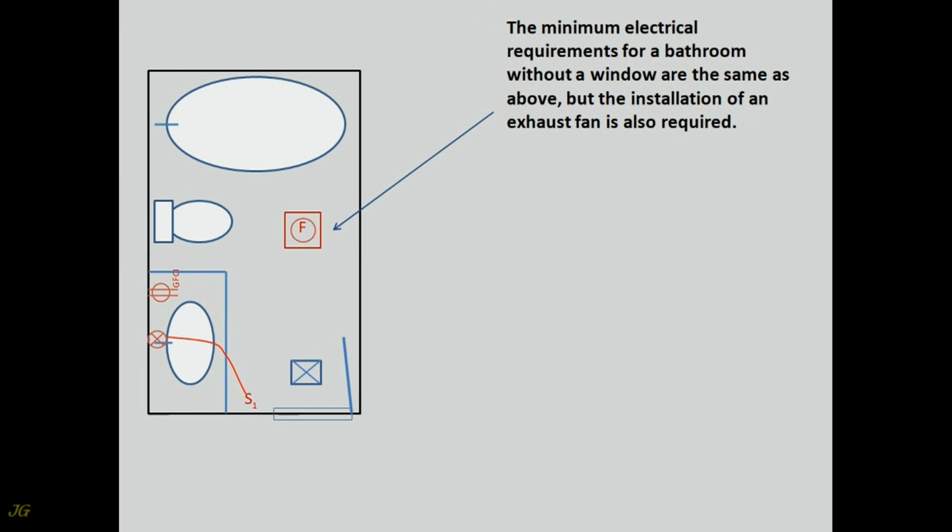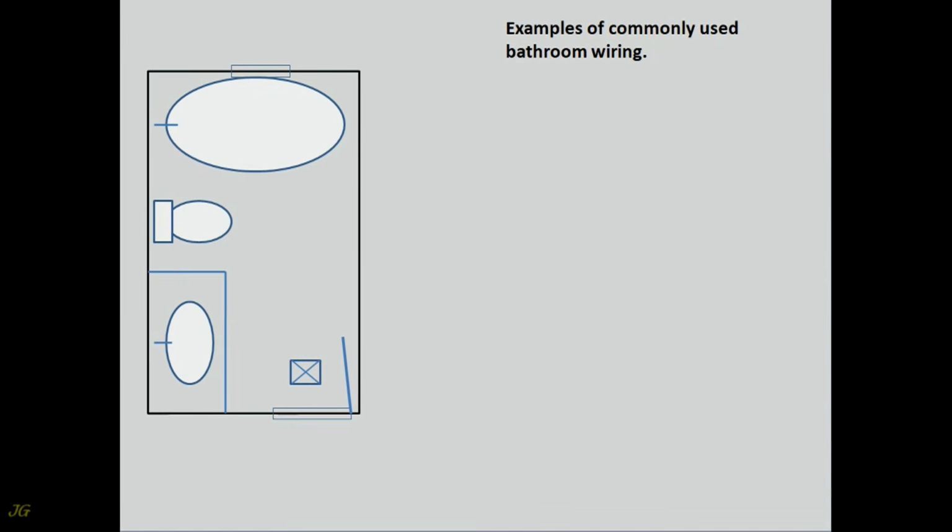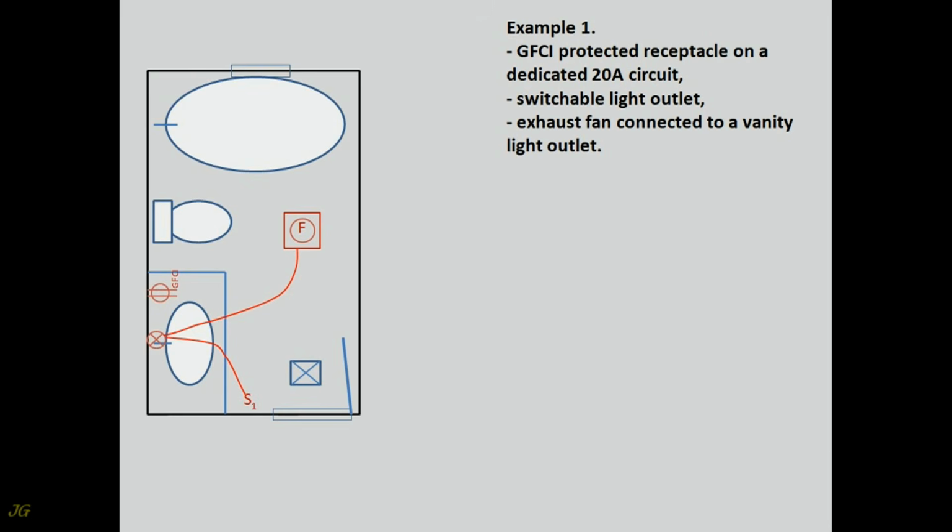The minimum electrical requirements for a bathroom without a window are the same as above, but the installation of an exhaust fan is also required. Examples of commonly used bathroom wiring. Example 1: GFCI protected receptacle on a dedicated 20 amps circuit, switchable light outlet, exhaust fan connected to a vanity light outlet.